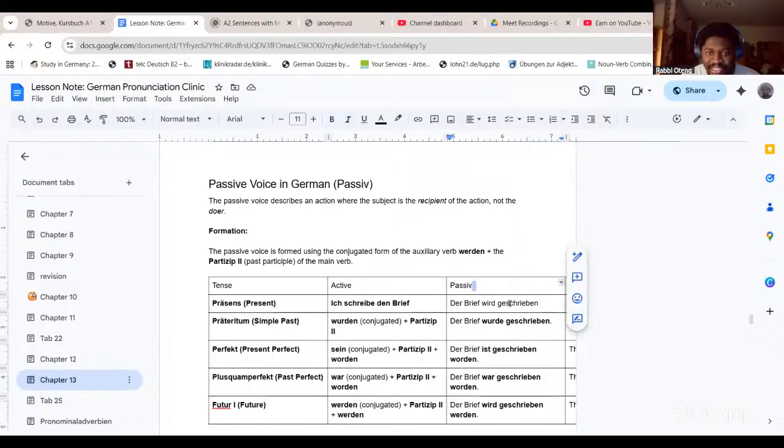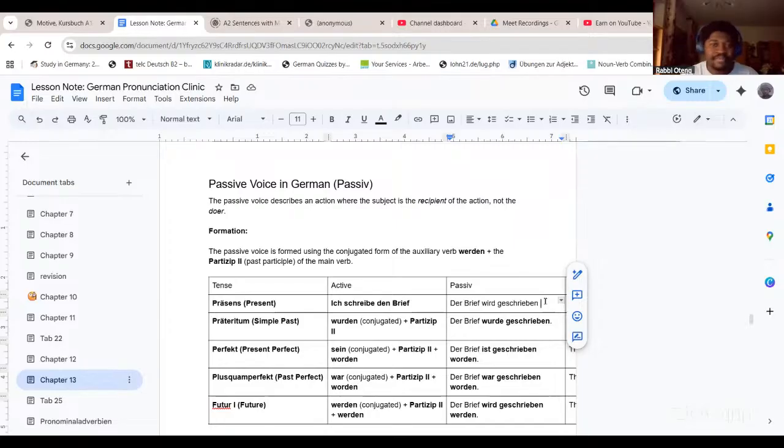So this sentence is the active passive. The letter is being written means the letter is still in the process of being written, the action is not done. But when the action is done, then we come to the Zustand passive, the current state, it is done. So with the Zustand passive it will be: der Brief ist geschrieben. Now the letter is written.